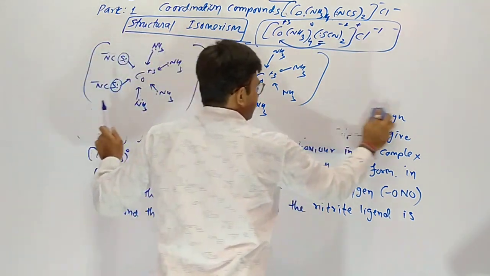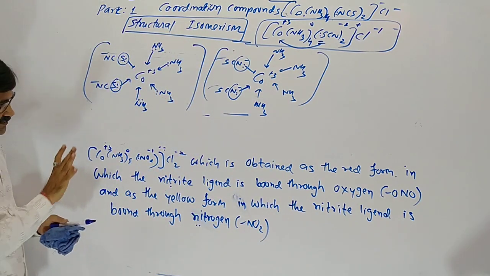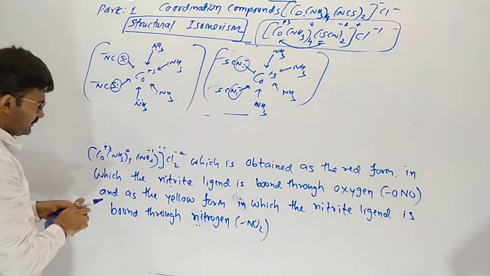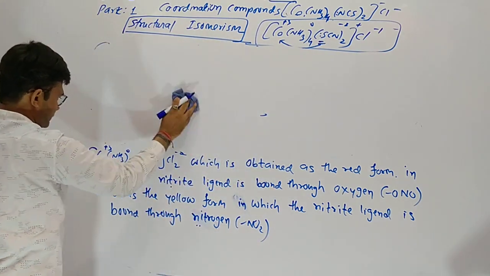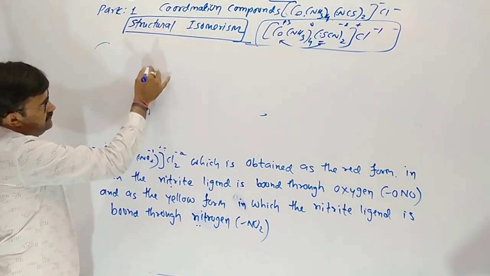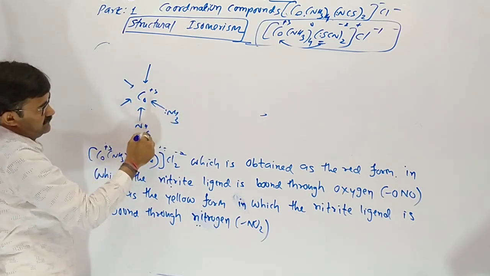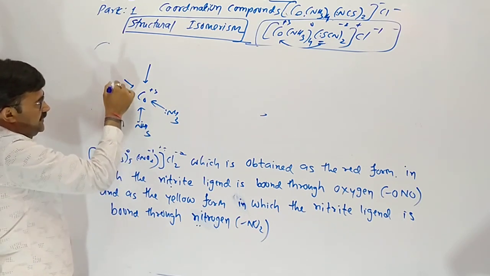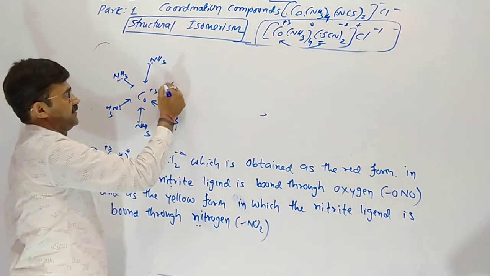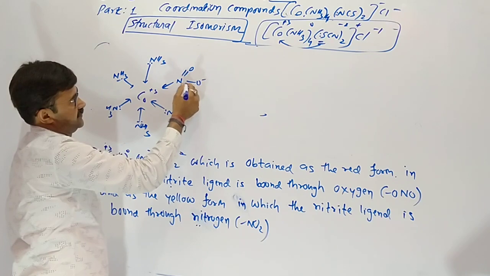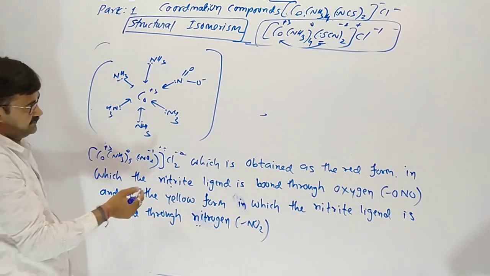Linkage isomerism occurs only in ambidentate ligands. So only two are in our syllabus. Now what about this one? Here is the cobalt, and 1, 2, 3, 4 and 5 amines. Amine is not ambidentate, only nitrogen donates an electron pair, but in nitro you can see oxygen is donating the electron pair, nitro.